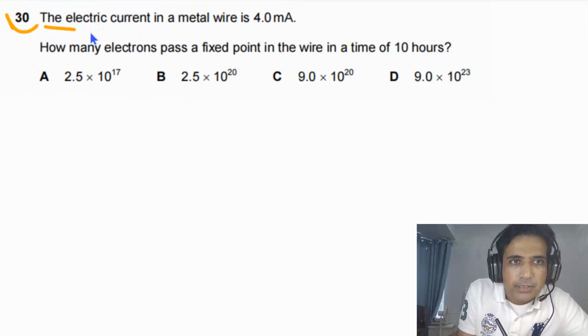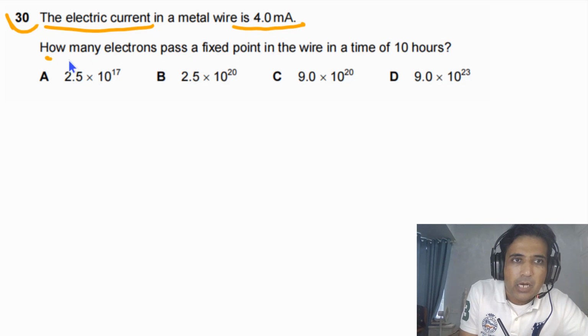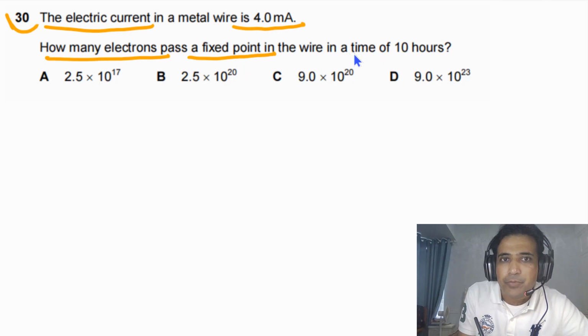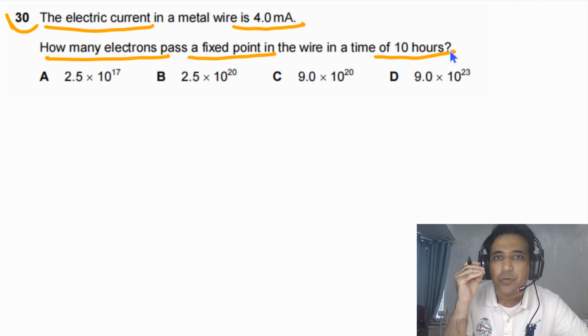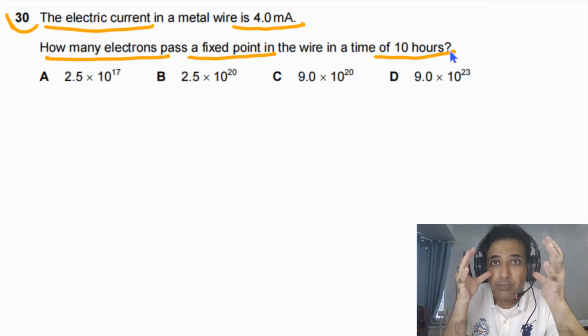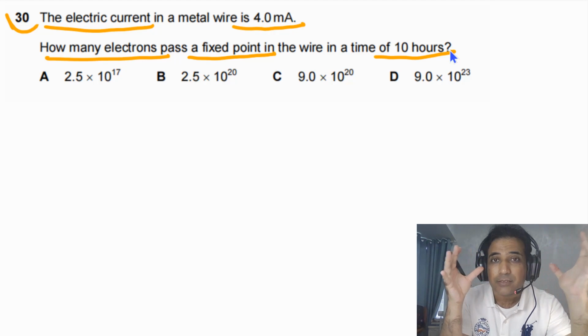Question 30 says the electric current in a metal wire is 4.0 milliamps. How many electrons pass a fixed point in the wire in a time of 10 hours? A beautiful question, very nice question. We can simply answer this question, but if you don't have a clear picture of what is happening in this case, then that's not good.